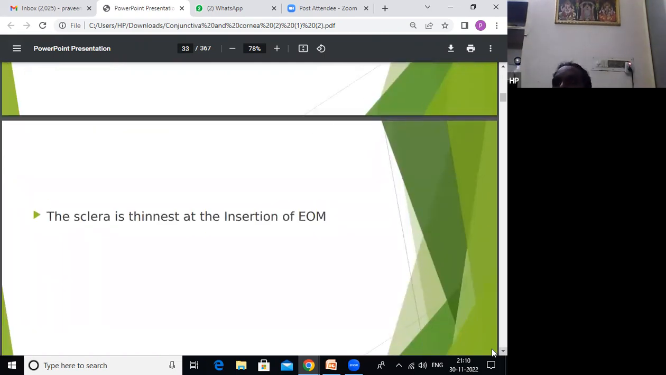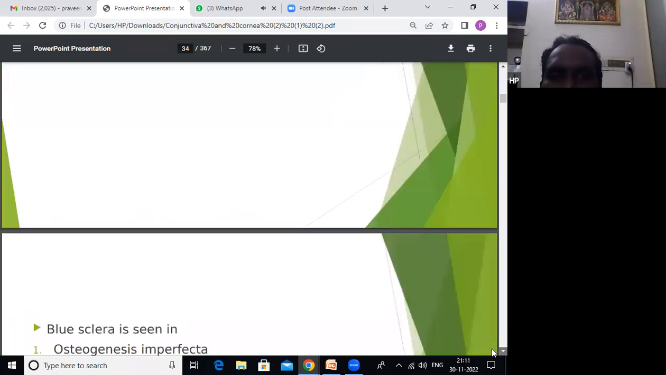Question: the sclera is thinnest. Sometimes it can be asked directly: the sclera is thinnest at the insertion of the extraocular muscle. If you have to be very specific, the sclera is thinnest posterior to the insertion of the extraocular muscle. In NEET they have asked this question, and in AIIMS they have asked it many times, with options anterior to, posterior to, or at the insertion. Posterior to the insertion of the extraocular muscle, the sclera is thinnest.